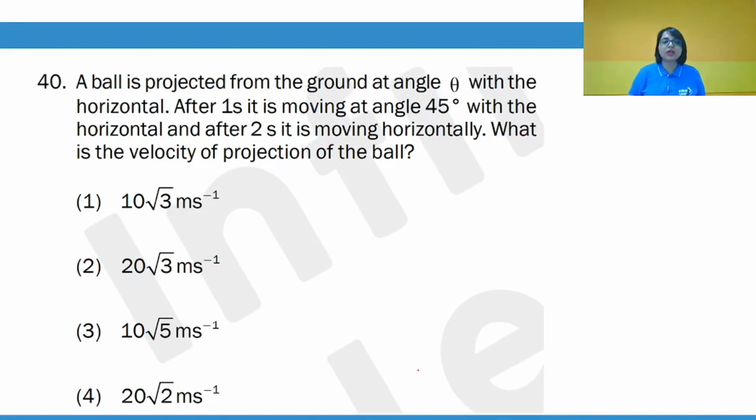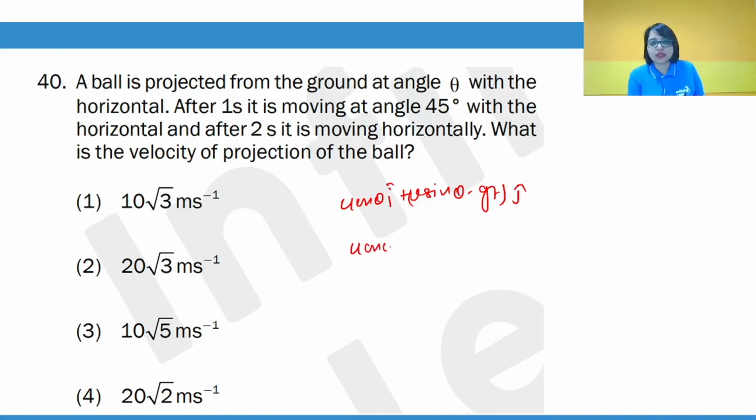Question number 40. A ball is projected from the ground at an angle theta with the horizontal. After 1 second, it is moving at an angle of 45 degree. So velocity at any instant of the projectile motion is u cos theta i cap plus (u sin theta minus gt) j cap. So it will be u cos theta i cap plus (u sin theta minus g) j cap because time is 1 second.